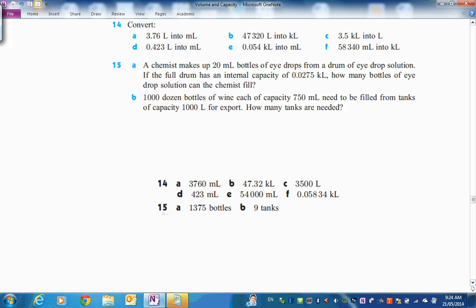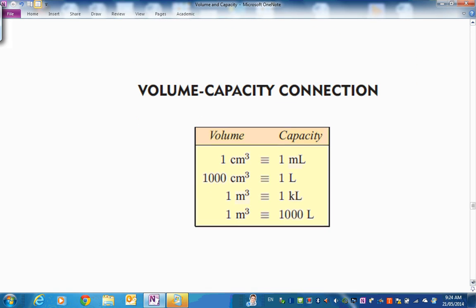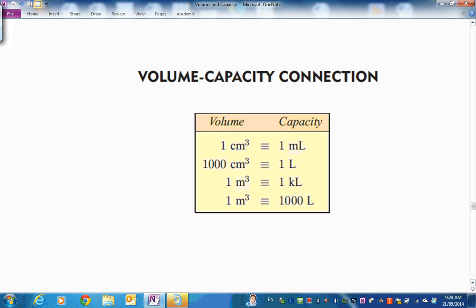Alright, there they are. Very good. Right, what I'd like to do now is just an additional little thing here about volume and capacity. Just a little table you might copy down. 1 centimetre cubed is equivalent to, not equal to, equivalent to, 1 centimetre cubed holds 1 millilitre. 1,000 centimetre cubes holds 1 litre. 1 metre cubed holds 1 kilolitre. And 1 metre cubed is therefore 1,000 litres. Alright. Try to remember those, make some notes.